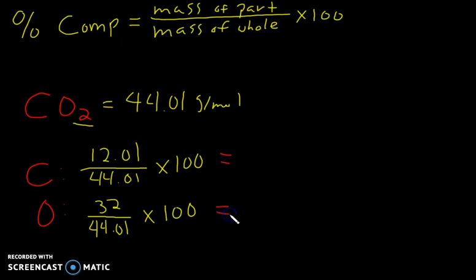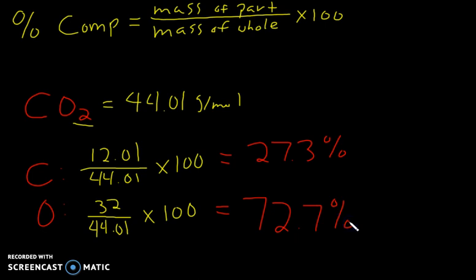When we solve those out, when we do 12.01 divided by 44.01, and we times that by 100, you should get 27.3% carbon. Then for oxygen, you take 32, divide that by 44.01, you times that by 100, and you should get that the percent of oxygen is 72.7%.